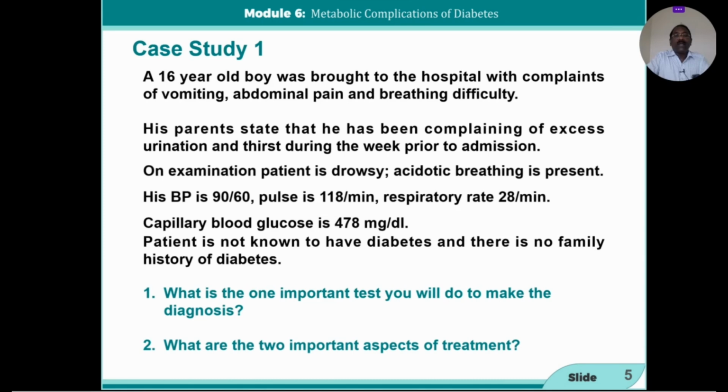The patient is not known to have diabetes, and there is no family history of diabetes. So what is the one important test you will do to make the diagnosis of DKA? Excellent. So urine ketone bodies and your pH, that is your blood sent for acid-base parameters. So what are the two important aspects of the treatment? You give fluid therapy and insulin. The fluid therapy is much more important than the insulin therapy.